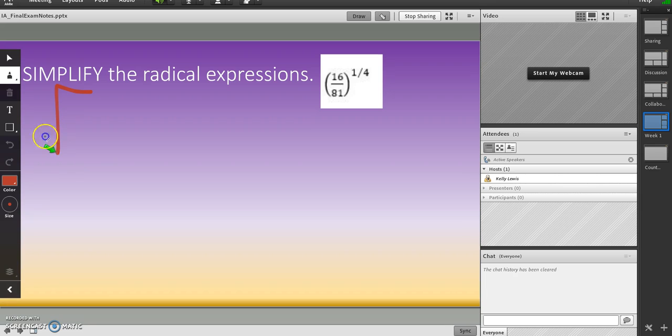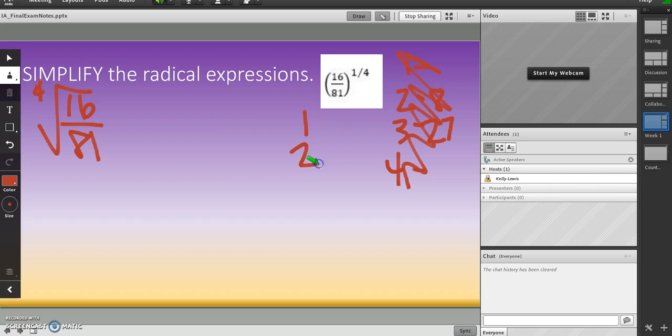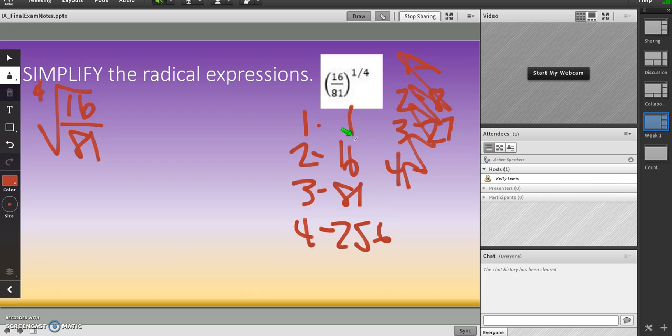All right, now we're going to do the fourth root of 16 over 81. Oh, fourth root. 1, 2, 3, 2 times 2 times 2 times 2 is 16. 3 times 3 times 3 times 3 is 81. 4 to the 4 is 256. So the fourth root of 16 is 2. The fourth root of 81 is 3. So my answer is 2/3.